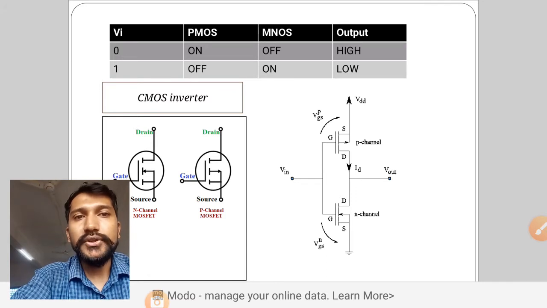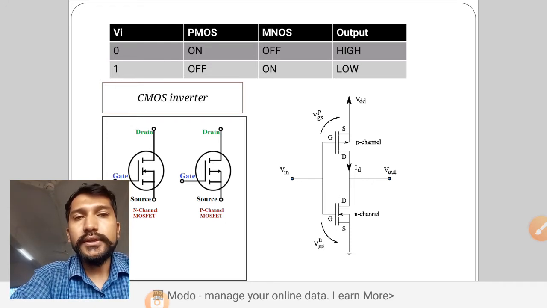And in the P channel MOSFET, the arrow is pointing outward, which is vice versa compared to transistors. We already discussed that transistors are of two types, NPN and PNP. The arrow of an NPN transistor is pointing outward and that of a PNP is pointing inward. Here it is exactly opposite. In N channel, the arrow points inward, and in P channel, the arrow points outward. So these are the symbols of the MOS devices. The three terminals are gate, drain and source. There are two types of MOS devices, N channel and P channel.